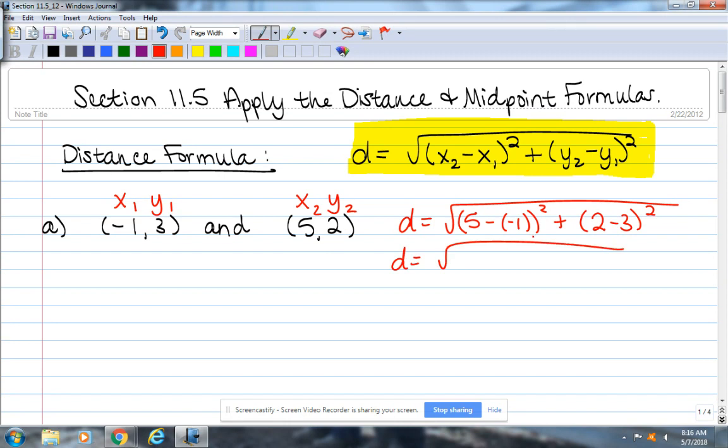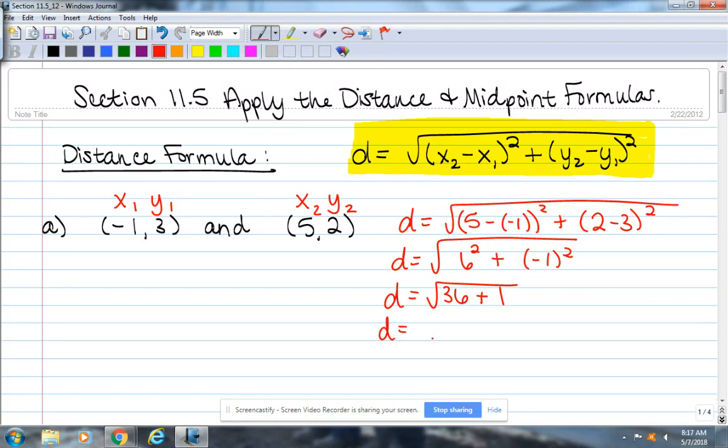So 5 minus -1 is the same thing as 5 plus 1. So that is going to be 6 squared, right? And 2 minus 3 is what? -1 squared. I don't know why I made that radical so big. So what is 6 squared? Plus what's -1 squared? 1. And what is 36 plus 1? So the square root of 37.